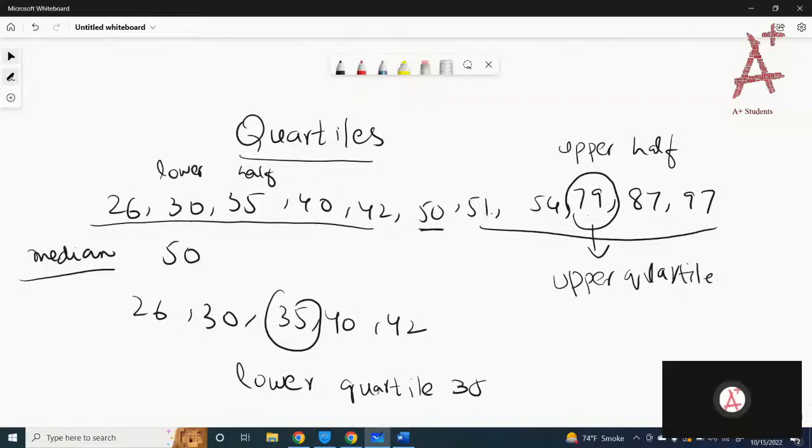So that means the median is the number in the middle when the numbers are arranged from least to greatest. The lower quartile is the median of the lower half of the data, and upper quartile is the median of the higher half of the data. Got it? So let's start with another example.